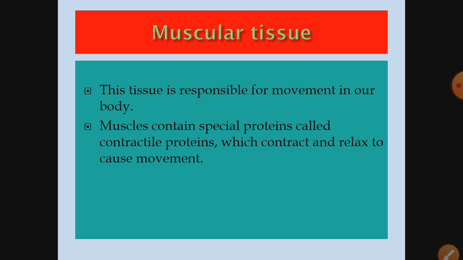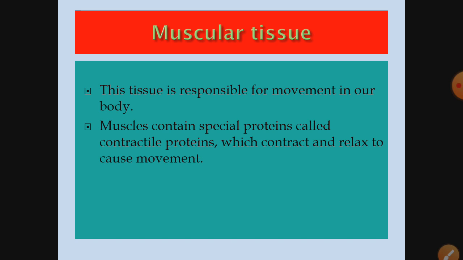Now coming to the next type of tissue, muscular tissue. The main function of this tissue is movement. It helps in movement because we have a skeletal system, bones and cartilage, and along with it the muscular system. When there is contraction and relaxation in the muscles, only then does movement happen. So muscular tissue is very important for movement. M for muscular, M for movement. Remember this.